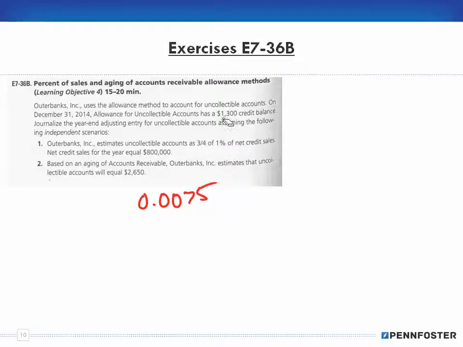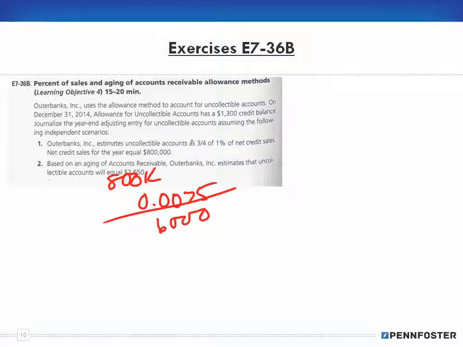So that's 0.75% of the net credit sales of 800,000. So if I have 800,000 and I multiply it times 0.0075, I end up with $6,000.